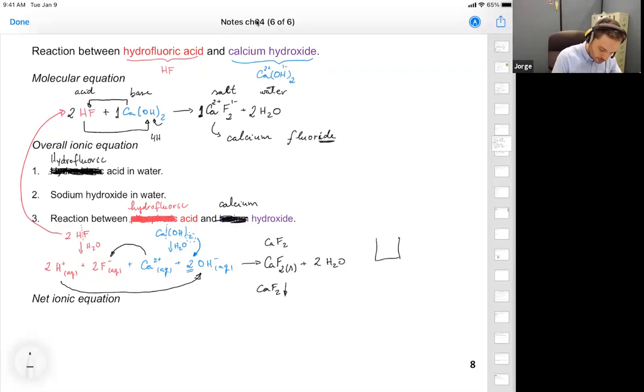So, which means that when you mix HF and CaOH2 in water, you form a solid, and the identity of the solid is CaF2.